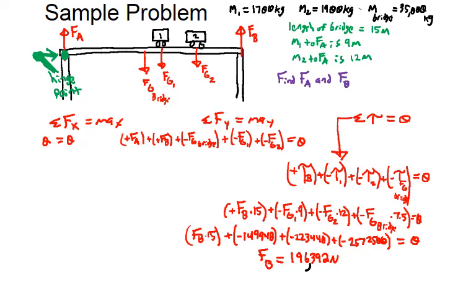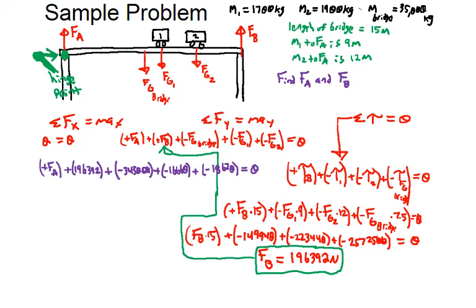So we place those in there, and we should end up getting 196,392 newtons for FB. When we place that in there, we'll end up getting 181,888 newtons for FA. And so it should make sense that FB is supporting more of the load because the cars are closer to it. And so that should make sense.